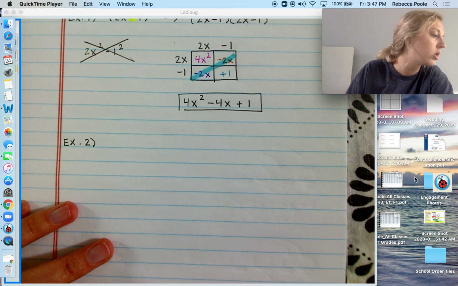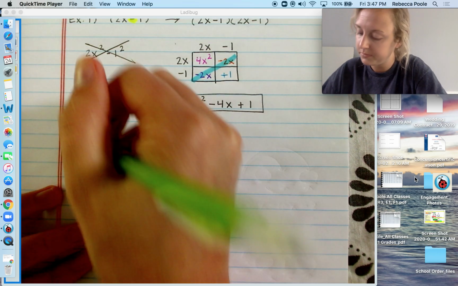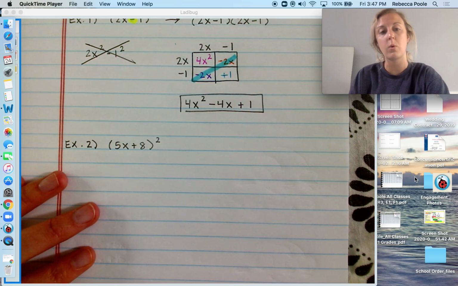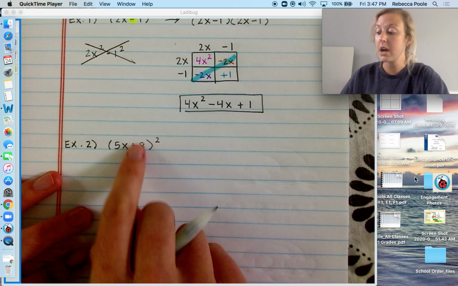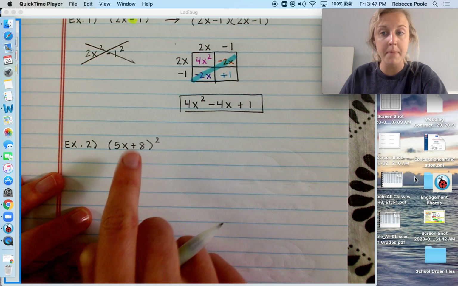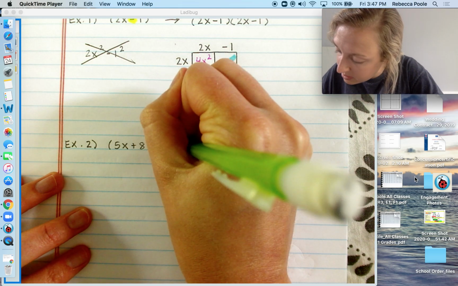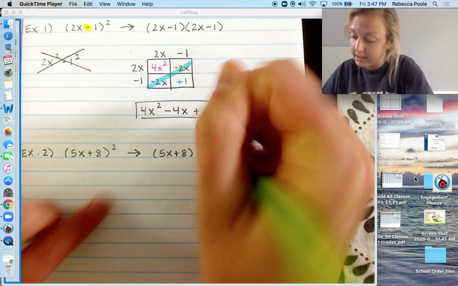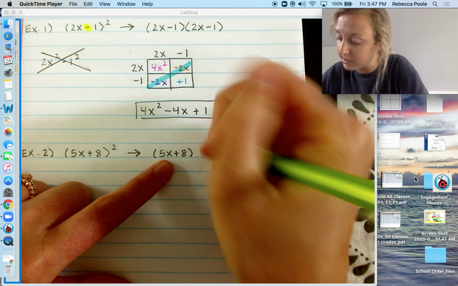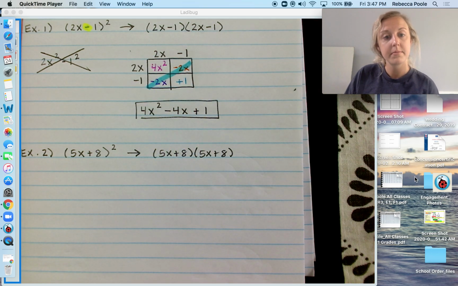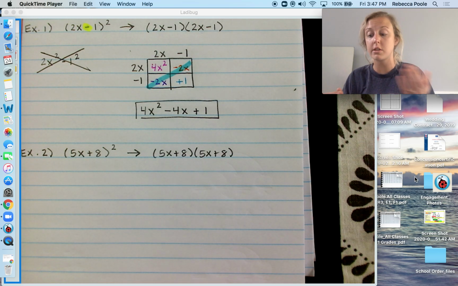So example 2, let's do 5x plus 8 all squared. They are joined together by something else, so you don't just homewreck. They are married, okay? Which means, how do we do this? We're going to write 5x plus 8 times itself 2 times. So 5x plus 8 times 5x plus 8. That's what it means to square it, right? All right, and for this one, I'm going to use the second method from yesterday, FOIL, just for those of you that like that better.